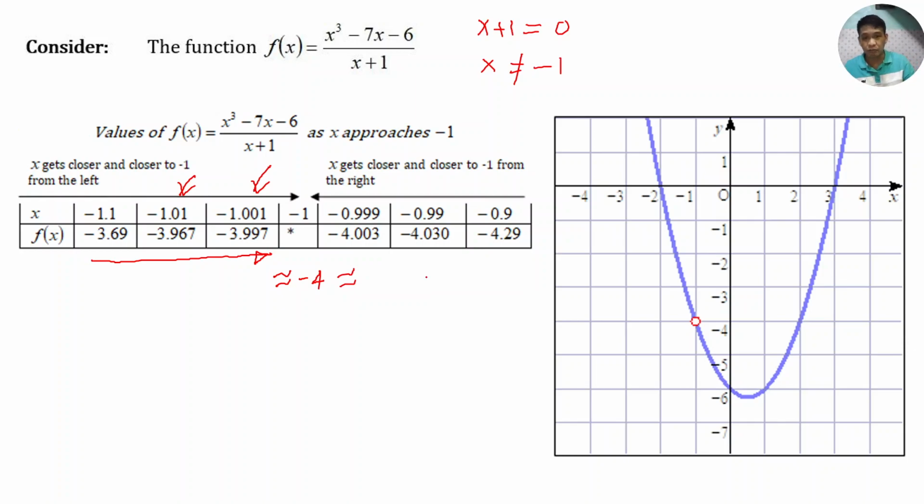That's why, kung makikita ninyo, this is a circle. So, that is negative 1, negative 4. That point, negative 1, negative 4 is being removed from our graph since x must not be equal to negative 1. So, the value it approach is equal to negative 4. So, punta tayo sa definition ng limits.